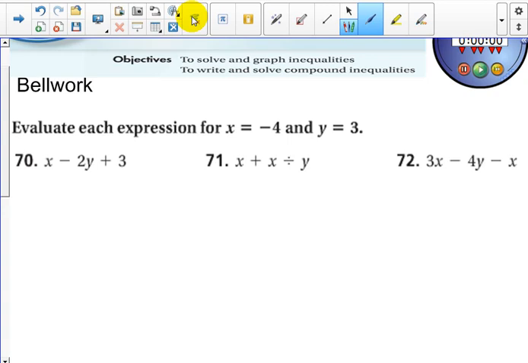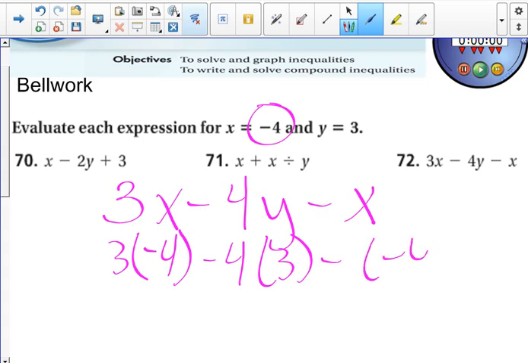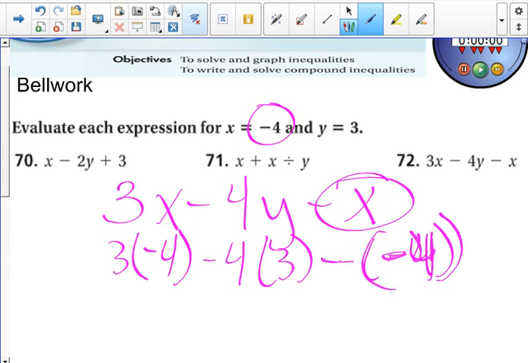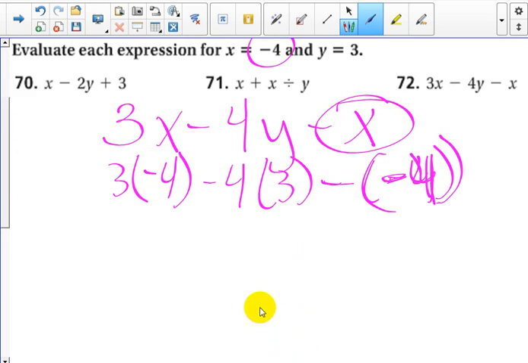Okay, the last one, I'm just going to work this out real quick, and I need you to look at your answers. So we have 3x minus 4y minus x. So x is negative 4 and y is 3. Notice that you've got a minus x here, so it's minus negative 4. So I put it in parentheses. And when I'm substituting, I almost always put those in parentheses. First of all, to make them stand out, to show that's my substitution, and secondly, to help contain those signs, so I don't mix those up.